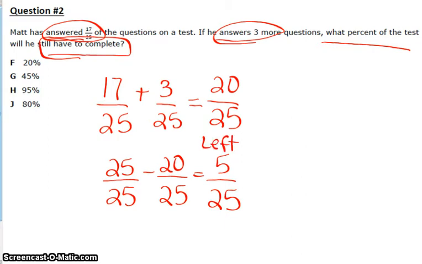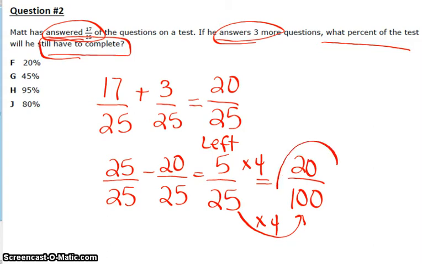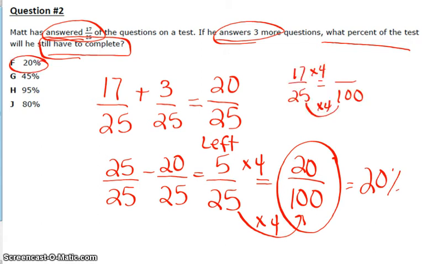What is this as a percent? And so you simply take it to 100. It scales. There's a relationship between 25 and 100, times 4. So 5 times 4 is 20. And so here's your percent fraction. And so it is 20%. So your answer for this one was 20%. So if you have any questions with this question, please see me.